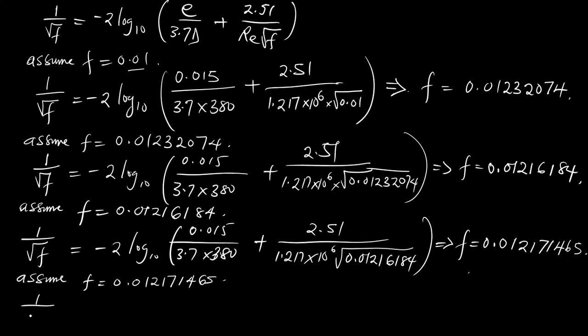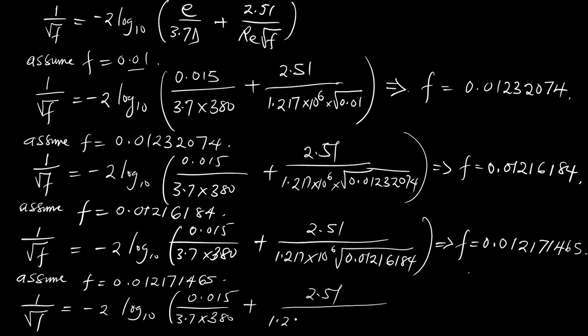Now 1 over the square root of f will be equal to minus 2 log base 10 of 0.015 divided by 3.7 divided by 380 plus 2.51 divided by 1.217 times 10 raised to 6, square root of this, 0.01217 1465. So it implies that our f now will be equal to what?